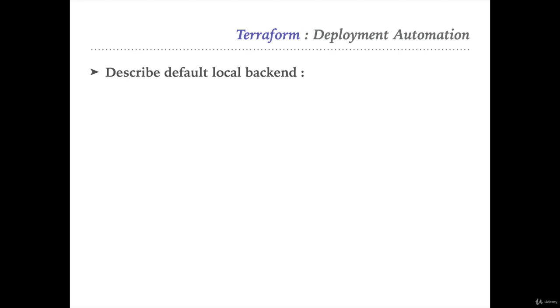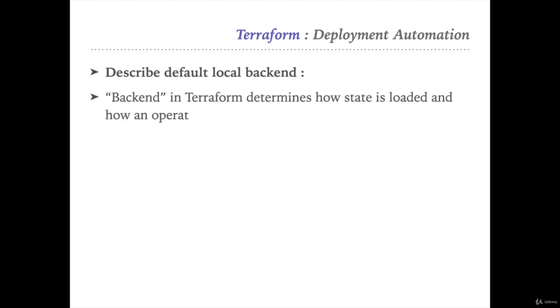First, let's discuss describe default local backend. We have already discussed this term multiple times during this course. Backend in Terraform determines how state is loaded and how an operation such as apply is executed. As I told you earlier, Terraform has a backend process. That backend process maintains all the operations you are performing on Terraform, and the same process also maintains the state file. So the backend is responsible for loading the state file plus the operations which we are performing on Terraform.